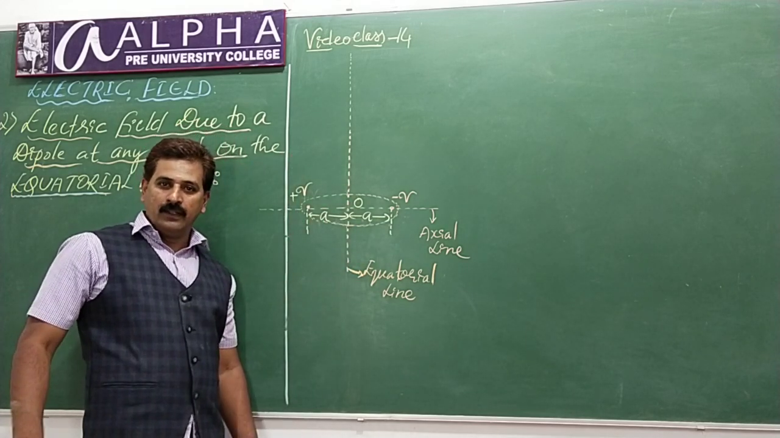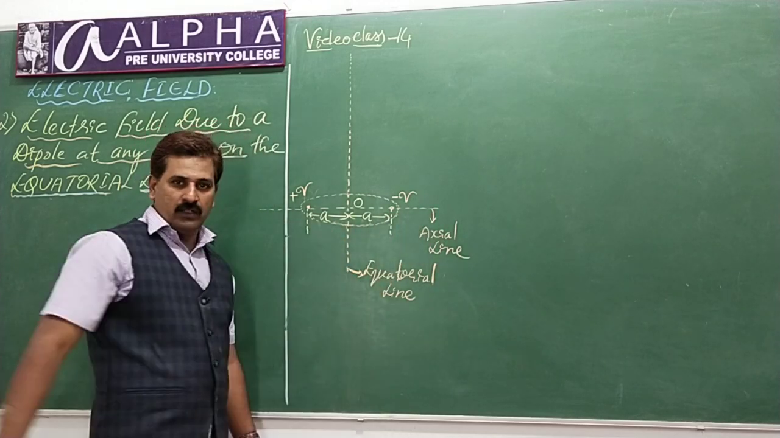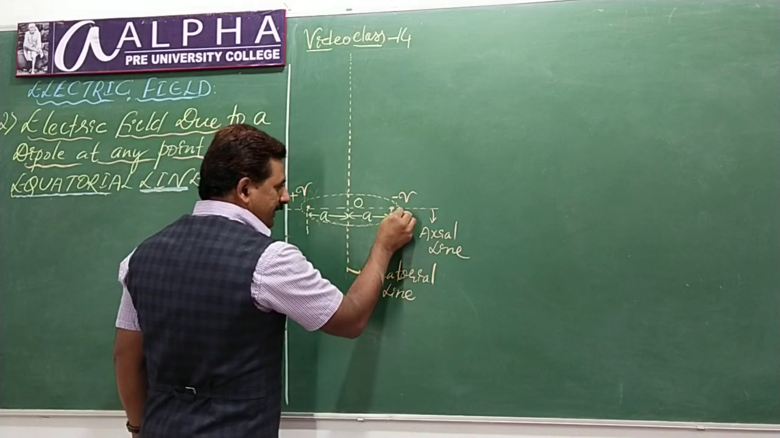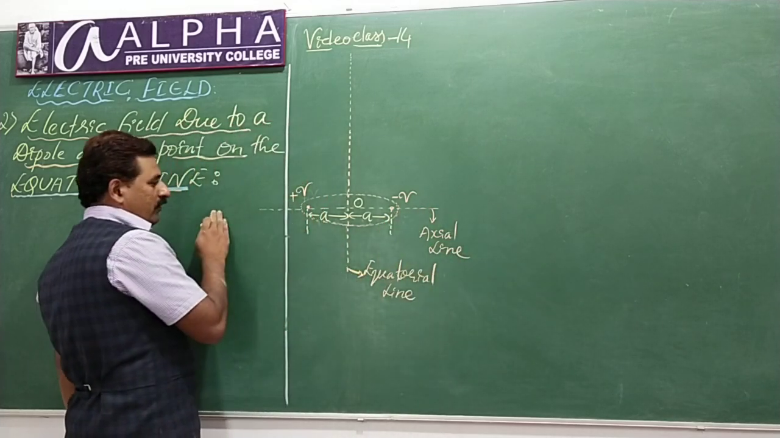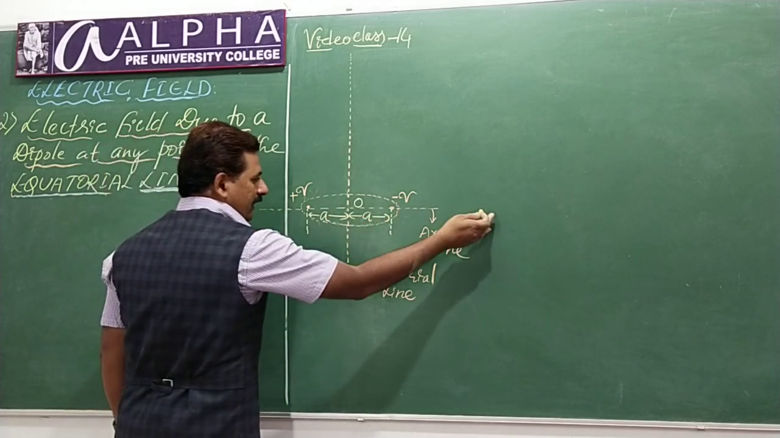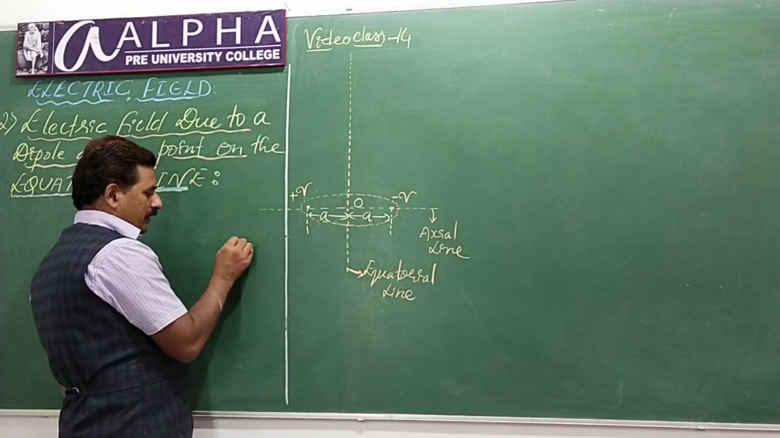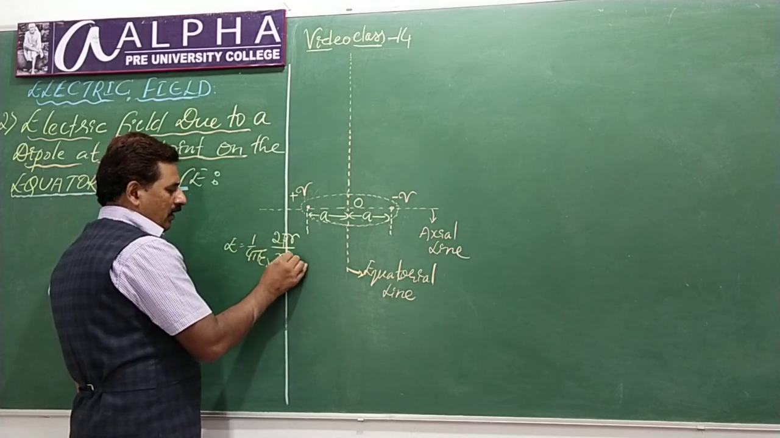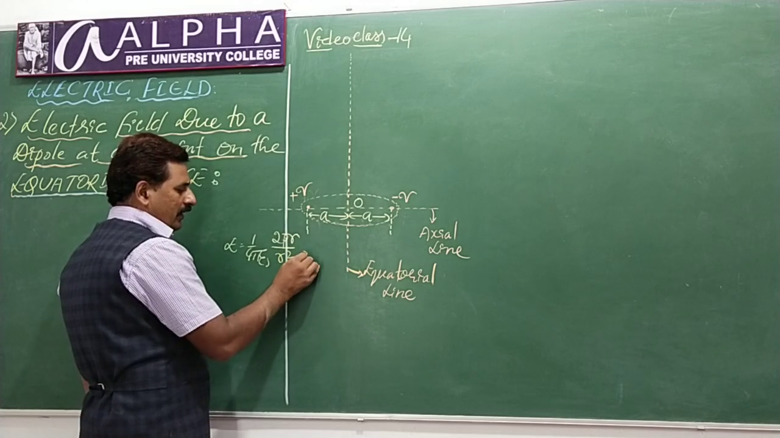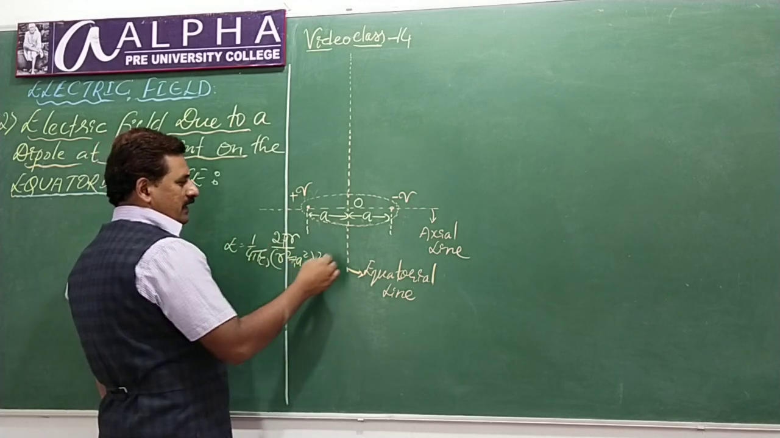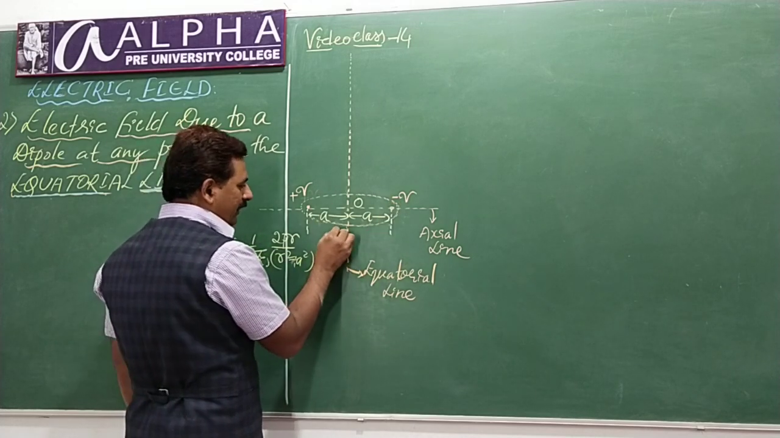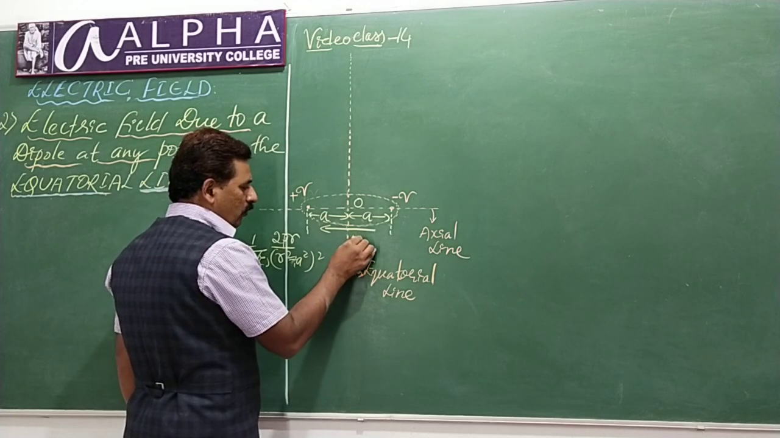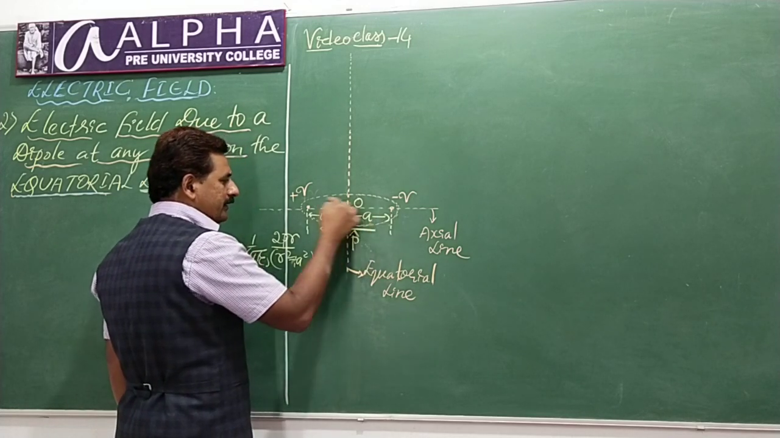that is the equatorial line. Any point on the axial line you call end-on position, and the electric field at any point on the axial line, to the right or to the left outside the dipole, this side or this side, is given by an expression you learnt, 1 over 4 pi epsilon 0, 2 p r divided by (r square minus a square) whole square. And what is the direction? Direction is from minus q to plus q. That's why you chose the direction from minus q to plus q as the dipole moment vector.